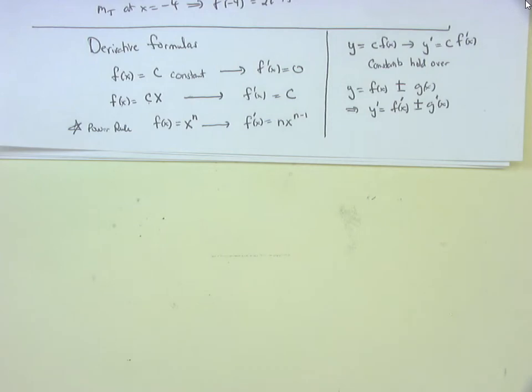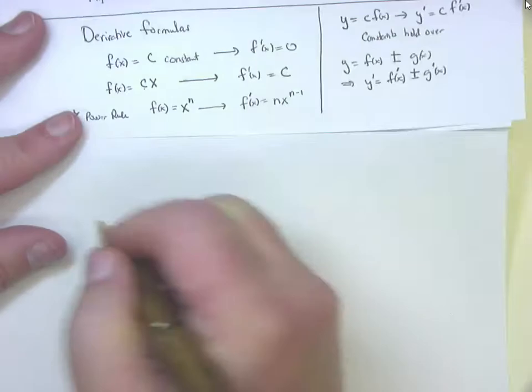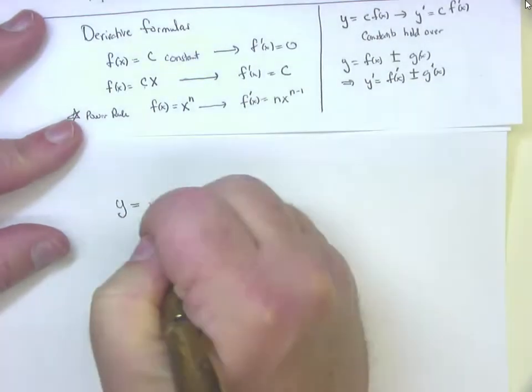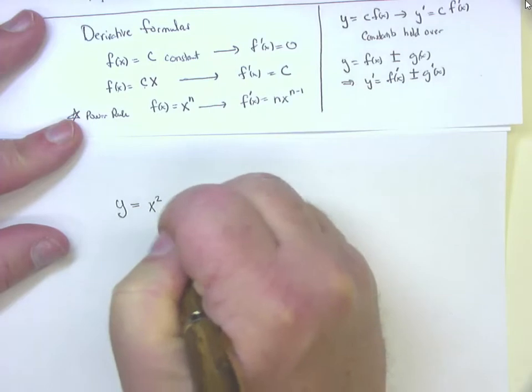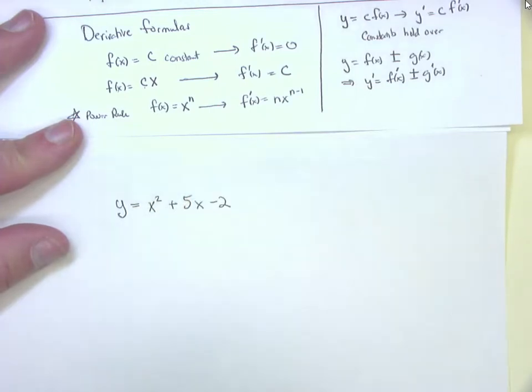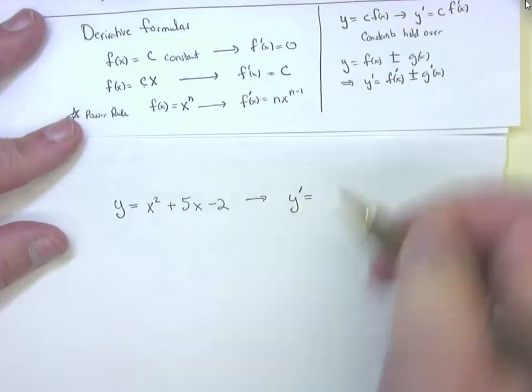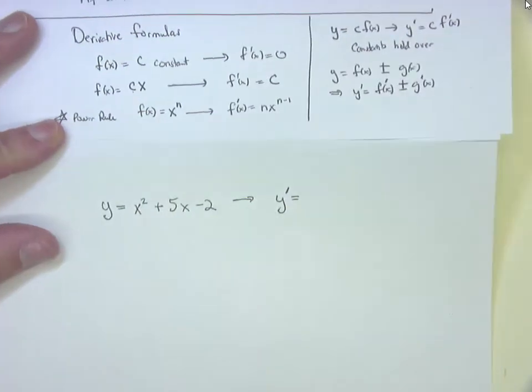So, here we go. If y equals x squared plus 5x minus 2, what's the derivative? Y with a little prime on it. What's the derivative of this guy using my rules?